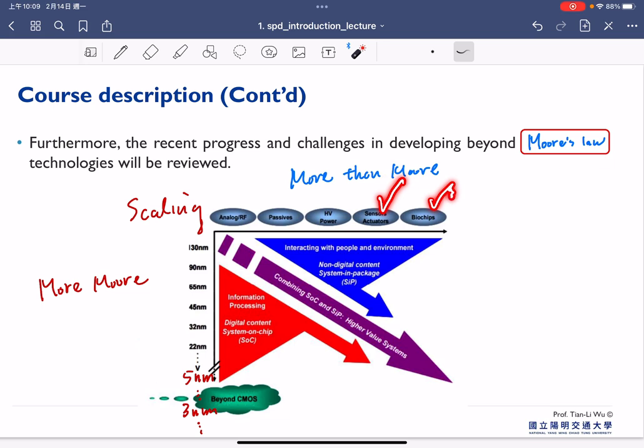The major purpose of this technology is to interact with people and the environment, as shown here. So when we consider, for example, a sensor, a biochip, or a power device, the purpose is mainly to interact with people and the environment. Therefore, we don't really need to follow Moore's law. As you have heard in the news, there is always a rumor that if Moore's law is dead, the whole semiconductor industry will go down. However, this is not true, because we still have More than Moore technology, which doesn't actually follow Moore's law.